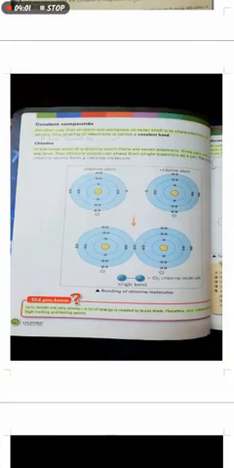Let's move to the other form of the compounds, that is called covalent compounds. Covalent compounds are formed by the sharing of electrons. There is no loss or gain of electrons, but there is sharing of electrons. They form the compound by sharing electrons from both the atoms. Let's understand this with the help of this example.